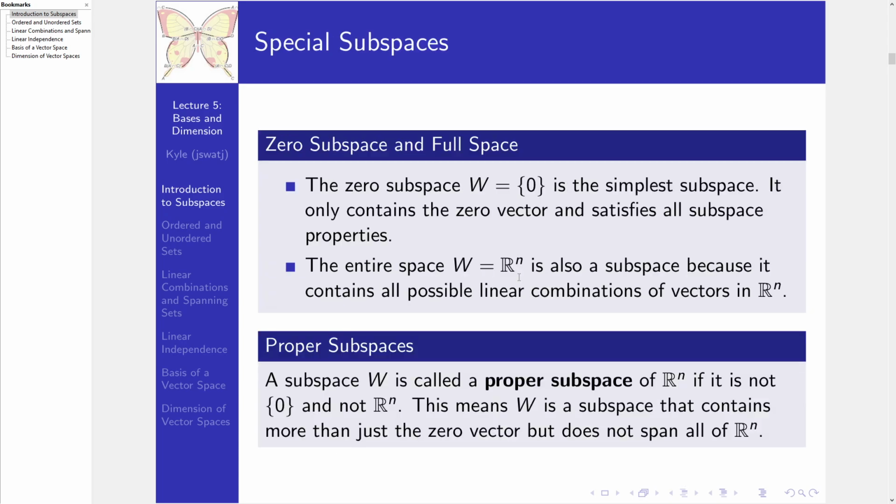So yeah, that's one example. Another example is the 0 subspace, which is just the 0 vector. It's the smallest subspace. And there's also the entire space itself. Those 2 are called trivial subspaces of a given vector space. And then there are also proper subspaces, which are ones that are not trivial. So more than just the 0 vector and less than the entire space. Somewhere in the middle.